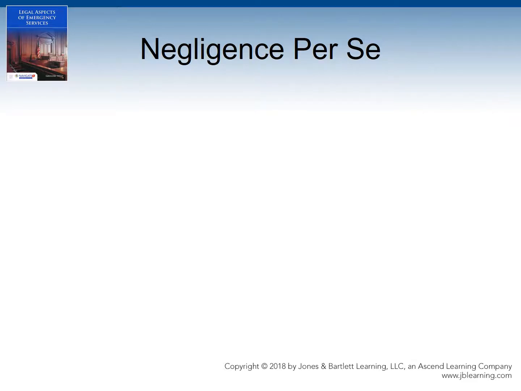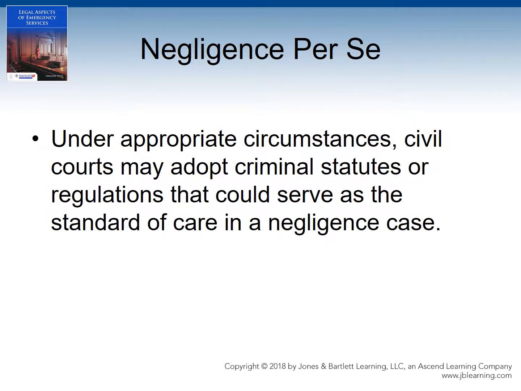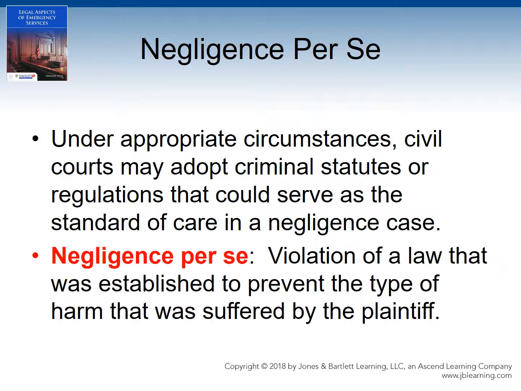There are also some cases where, under appropriate circumstances, a civil court may adopt a criminal statute or regulation as the standard of care to be used in a negligence case when evaluating a breach in the duty of care. Such a violation of a law that establishes a breach of duty in a negligence case is recognized as something called negligence per se. So long as the law was established to prevent the type of harm that was suffered by the plaintiff, the law will often serve as a threshold for determining what is or is not reasonable conduct. An easy example is breaking a traffic law that results in an injury to someone else, such as running a red light. The law requiring drivers to stop at a red light is the applicable standard of care, and breaking that law establishes the breach.